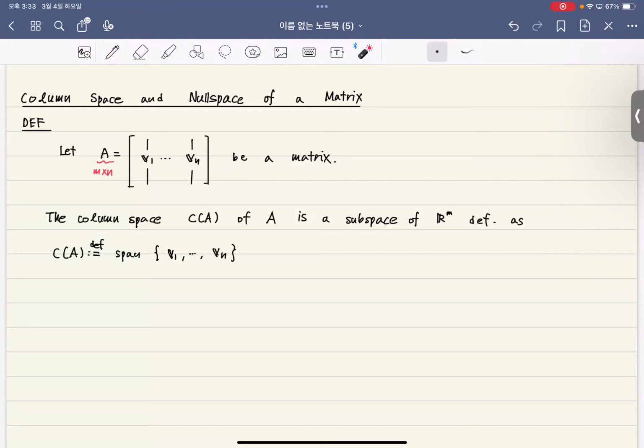Basically, just take all these columns and consider the collection of all linear combinations that can be generated by these columns. This is the column space. And as I told you, the span of any set of vectors is automatically a subspace. Since each of these vectors is a member of R^m, this is automatically a subspace of R^m. So this is the column space.